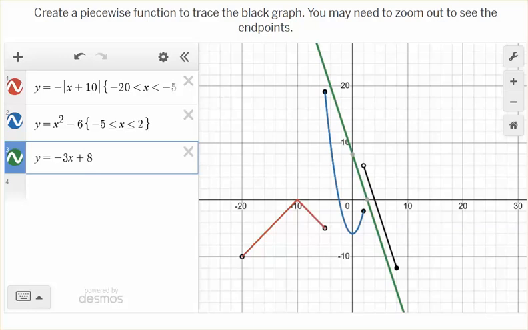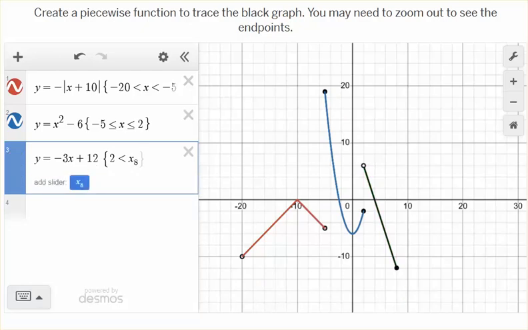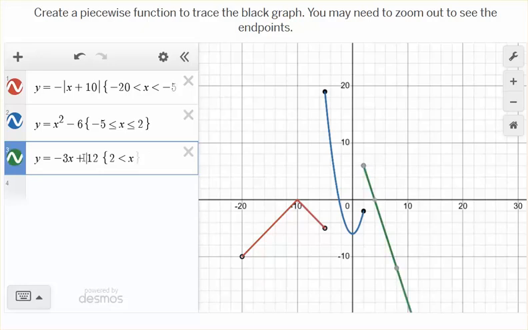Okay, I notice it's not quite there. Let's change that to +10. Nope, not yet. +12. Okay, so that matched up perfectly. Now we're going to do our domain. So this, we started at 2, so 2 is less than x, and we went to 8. x is less than 8. And I think that was, gotta go back. It was a closed circle, so x is less than or equal to.